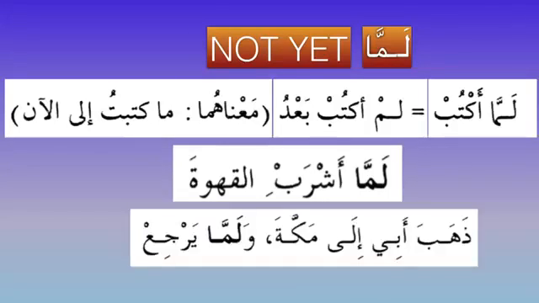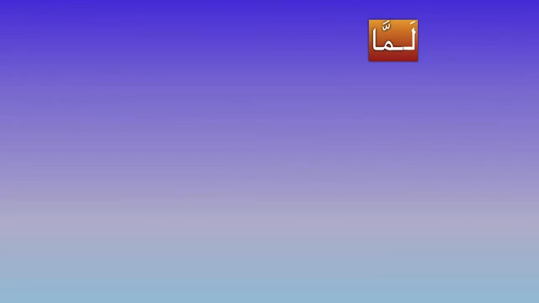So if you say dhahaba abi, abi is your fa'il here. My father went ila makkata, to Makkah, walamma yarja', and has not yet returned. He may be returning, but he has not yet returned. So this is what lamma does. So if we just do conjugation for lamma as well, which means not yet.